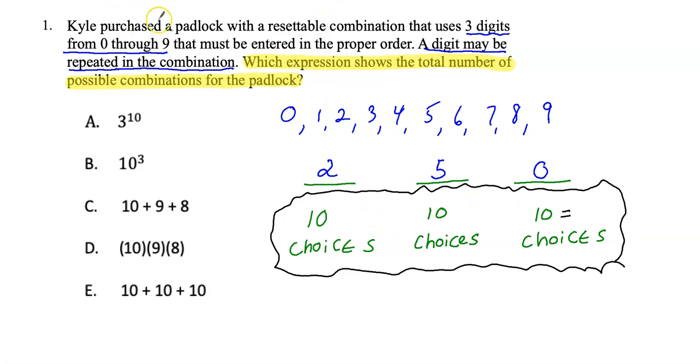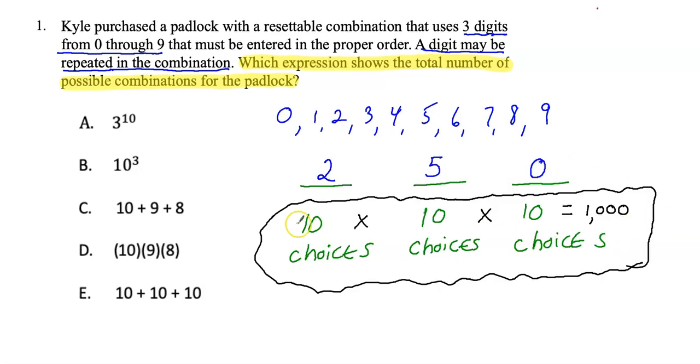And that's what I'm going to do. 10 times 10 times 10 is 1,000. And that makes more sense. So if someone wanted to guess, he'd have to choose from 1,000 different possibilities before he guessed the correct lock. So it makes it more difficult for someone to guess your combination. So my expression is 10 times 10 times 10 right here.